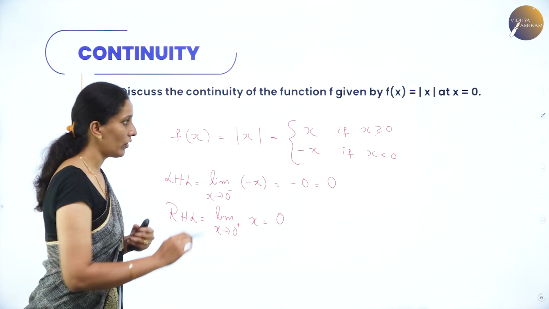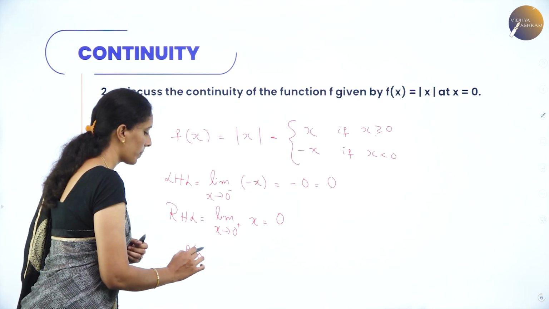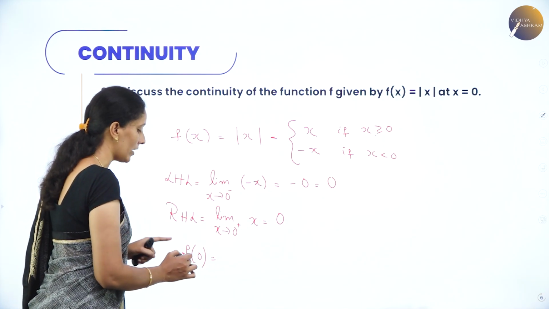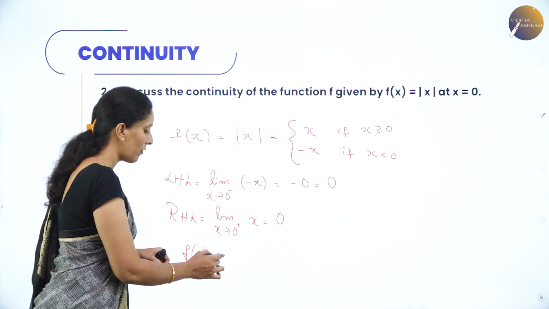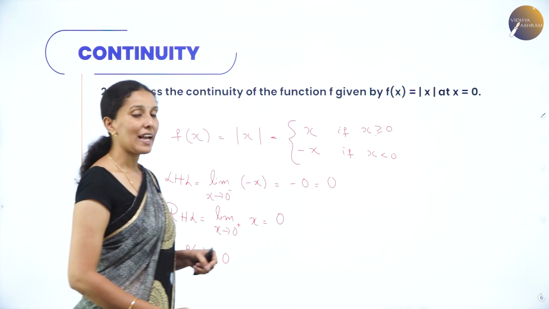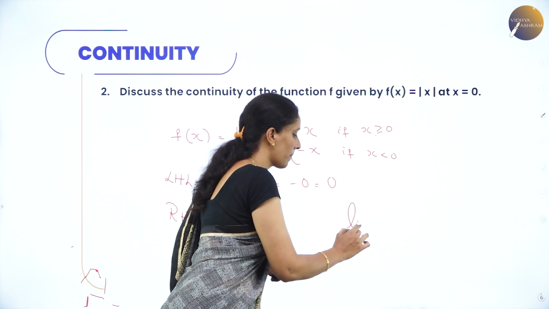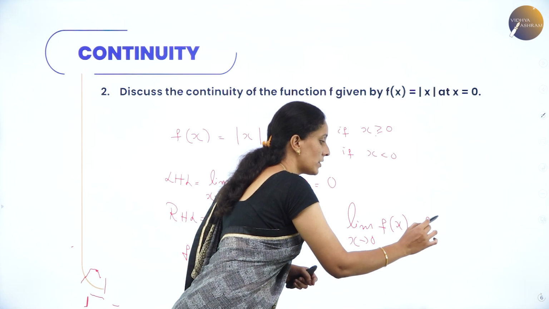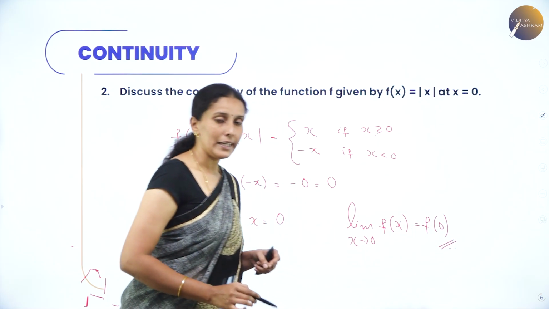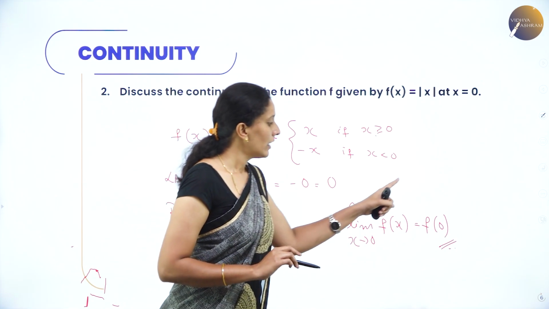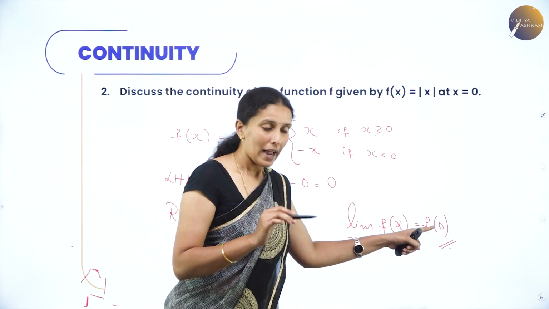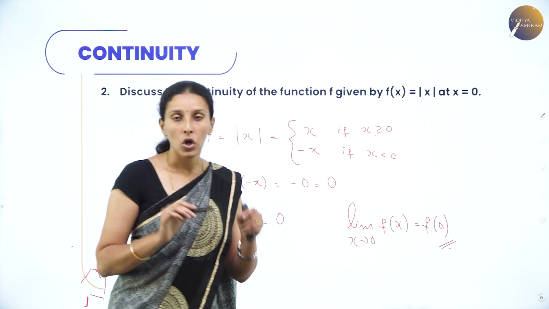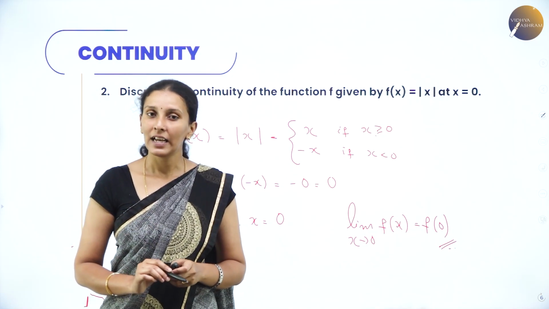Now let us check the value of the function at f of 0. Whenever x is equal to 0, f of x is defined as x only. So therefore, if f of x is x, then f of 0 is 0. So clearly what we can say here, the limit of the function as x tends to 0, f of x is equal to f of 0. So clearly the function is continuous. See here, the function must be defined at the point and the limit of the function at that point must be equal to the value of the function. Only then we say that the given function is continuous.